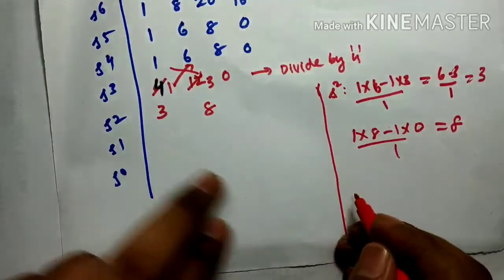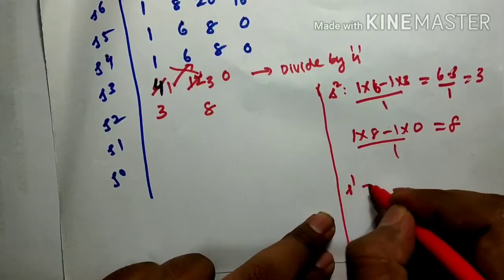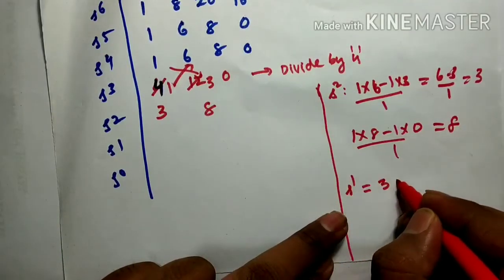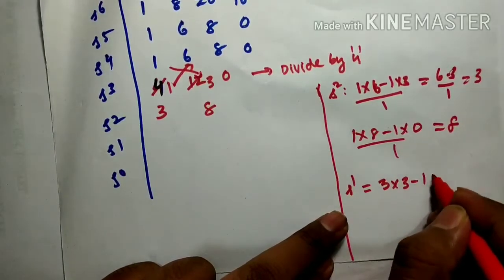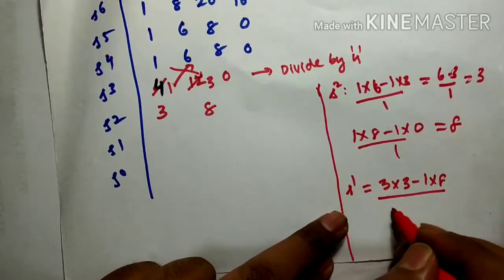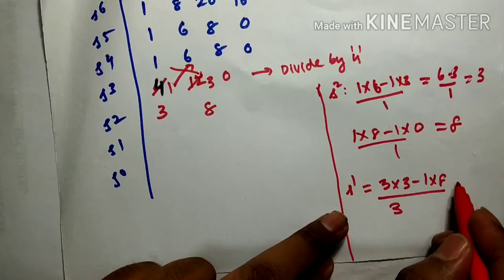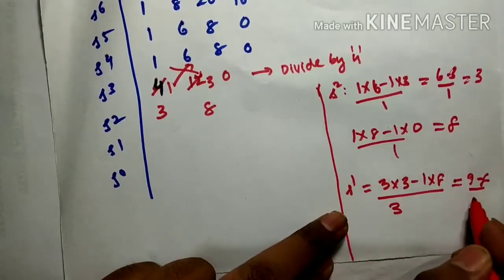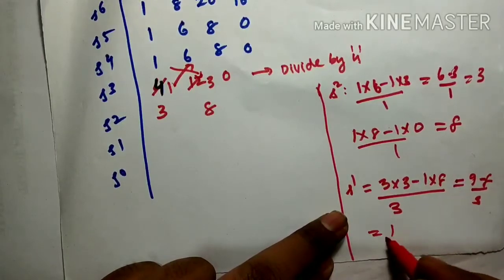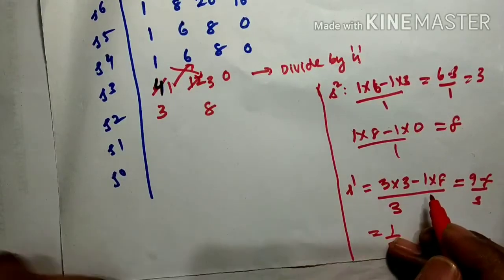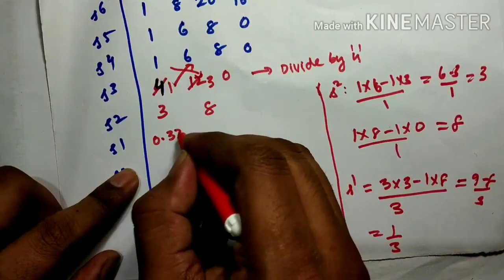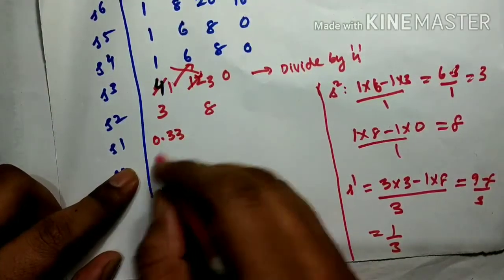Then the s1 coefficient you have to find. What is the s1 coefficient? 3 into 3 minus 1 into 8 by 3. So how much do you get? Here 9 minus 8 by 3. It means here 1 by 3. So what is the value of 1 by 3? 0.33.